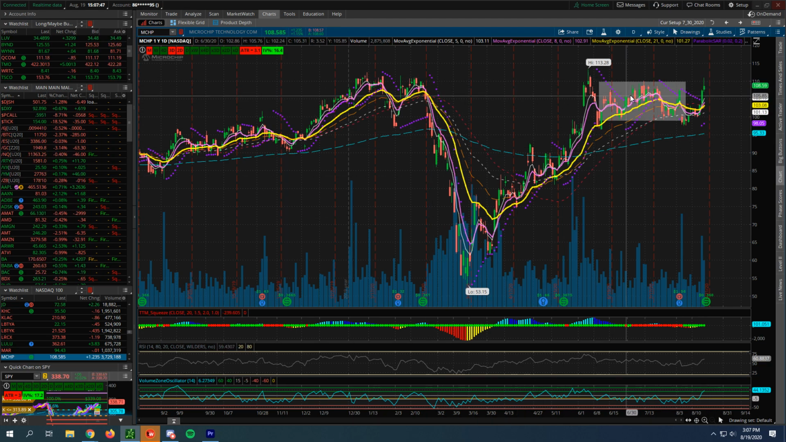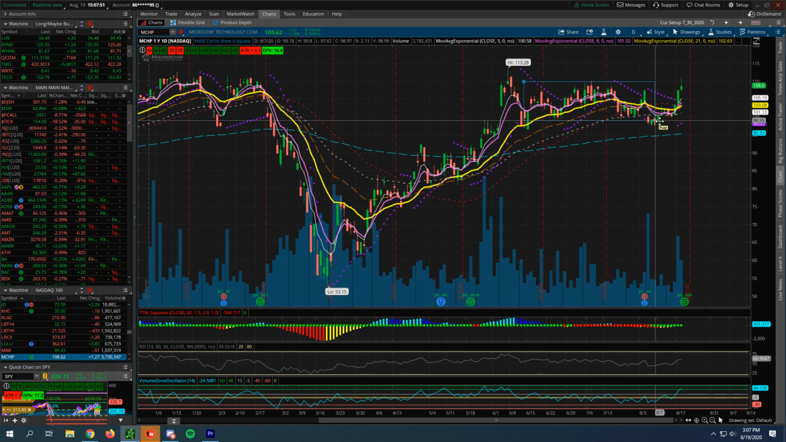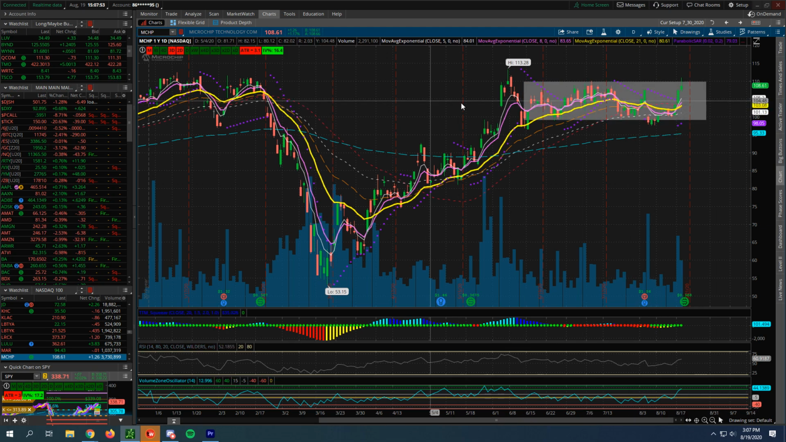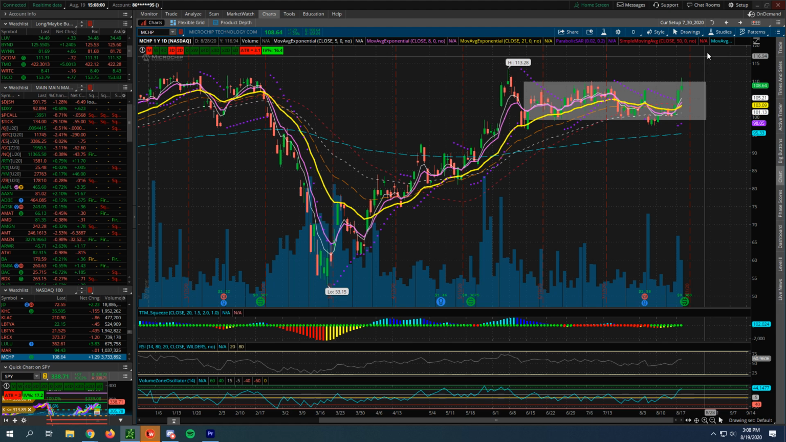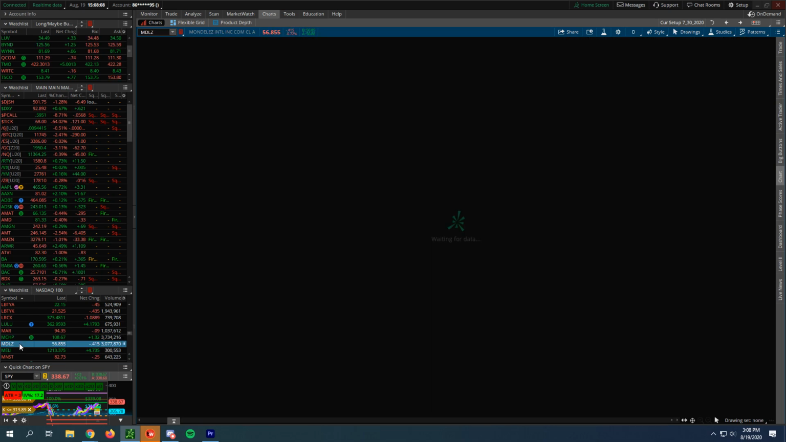MCHP, another stock that's been in the same kind of box. Earnings dropped on it, but now it's making somewhat of a strong comeback, but it's not breaking out of this box here. It really needs to get above that 110 to potentially test that 113 to 115 price target, and same to the downside. If it starts getting below the $100 price target, we could be seeing some prices around 95.